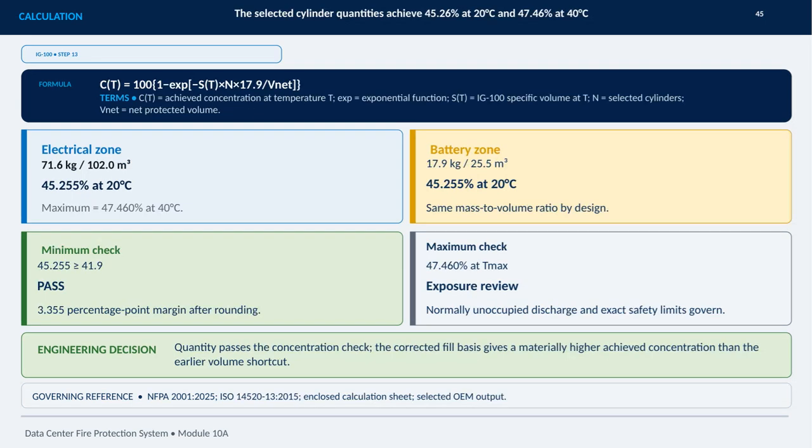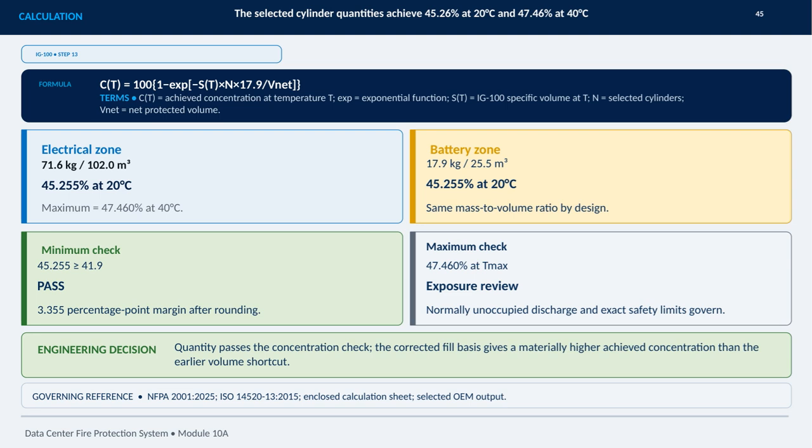This slide documents the concentration calculation for the selected IG-100 cylinder quantities. The governing formula determines the achieved concentration, C of T, as a function of temperature, the specific volume of IG-100, the number of selected cylinders, and the net protected volume. For the electrical zone, the selection is 71.6 kilograms for 102 cubic meters, producing 45.255% at 20 degrees Celsius.